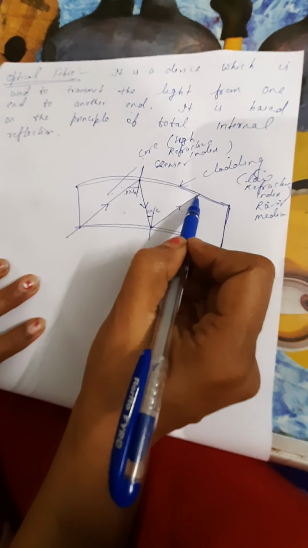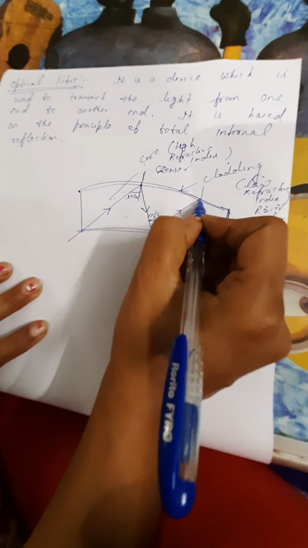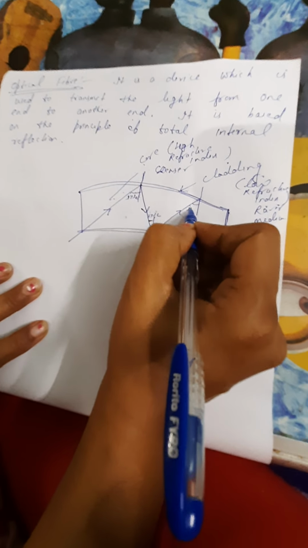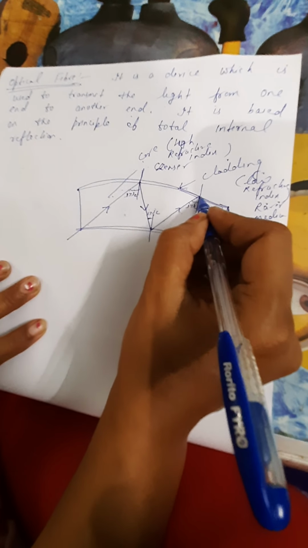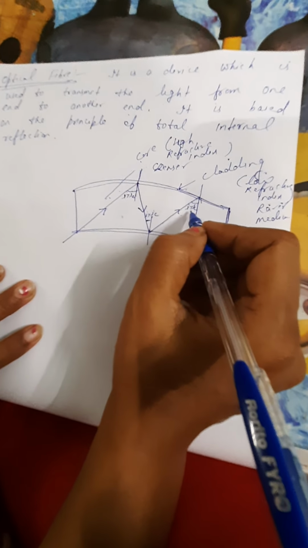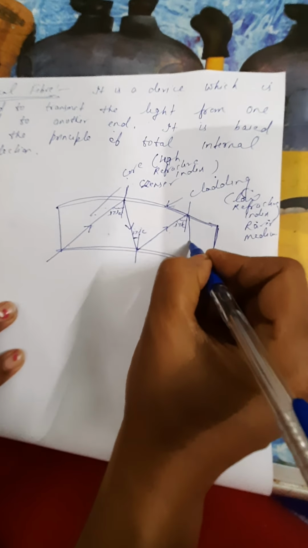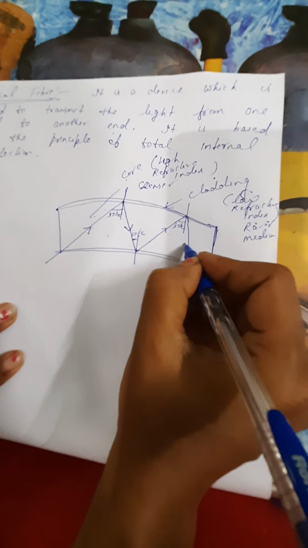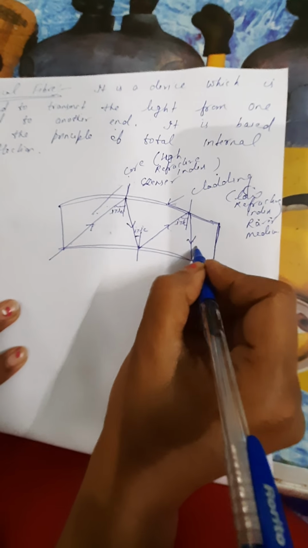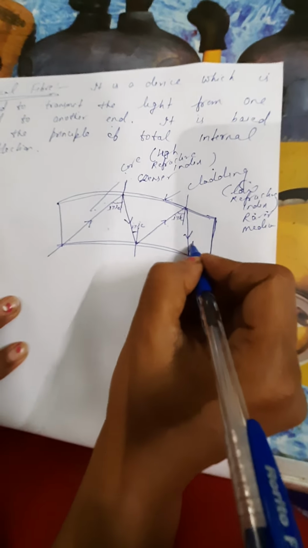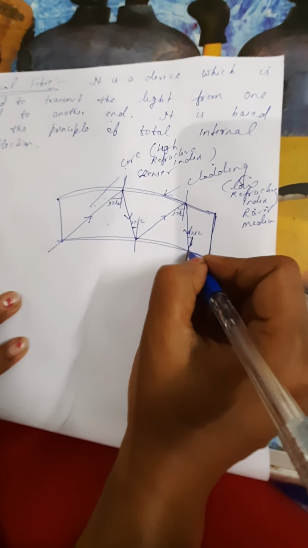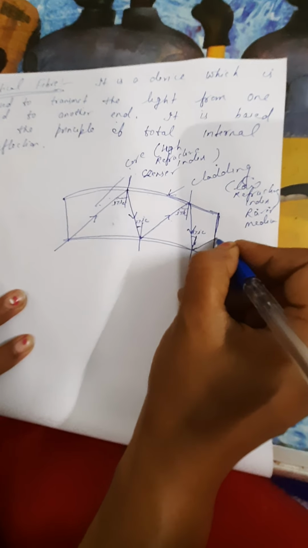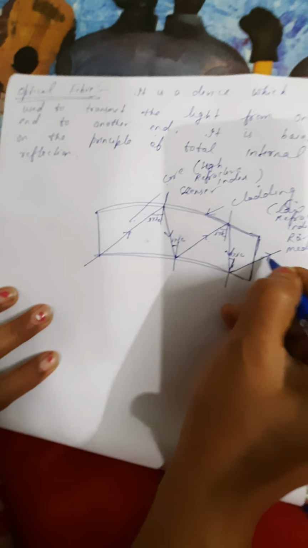Here again light will suffer total internal reflection, since this is the normal and the angle of incidence is greater than the critical angle. Again here the light will be reflected internally in this way. Here again the incidence is greater than the critical angle, and light will be reflected and will go out.